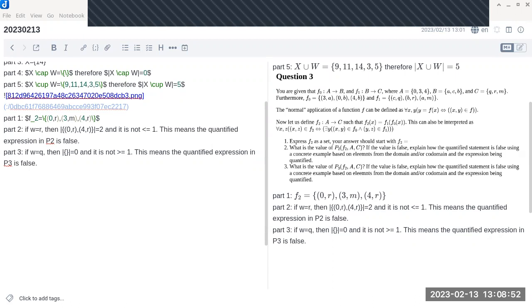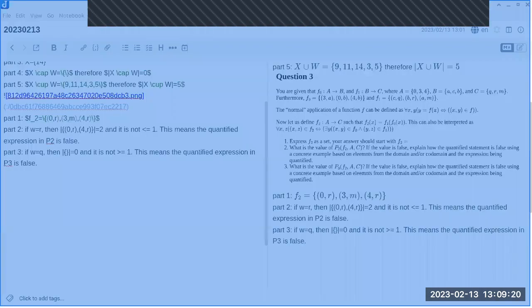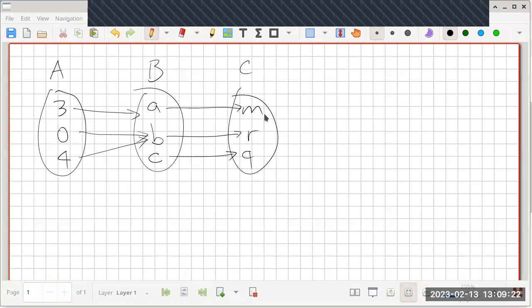And we also have C as a thing. And then from B to C, we have C mapping to Q. And then we have B mapping to R. And then we have A mapping to M. Okay, so now we can switch back to Zerno. There you go.